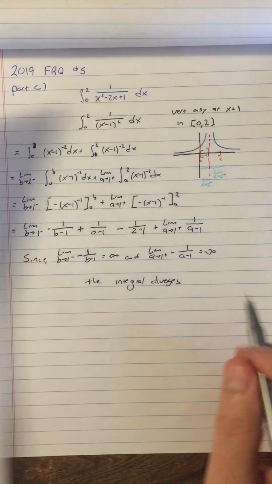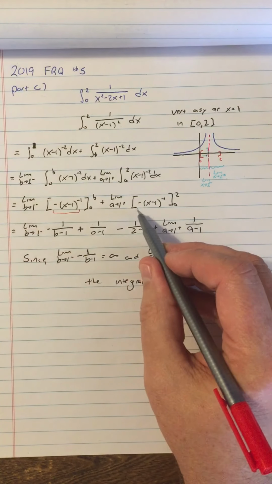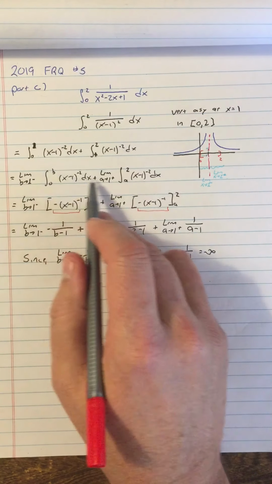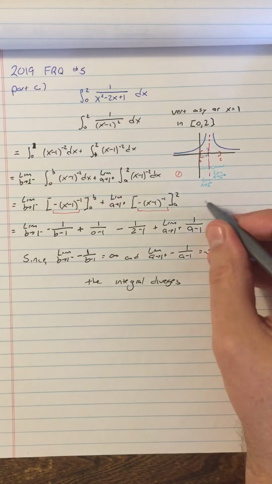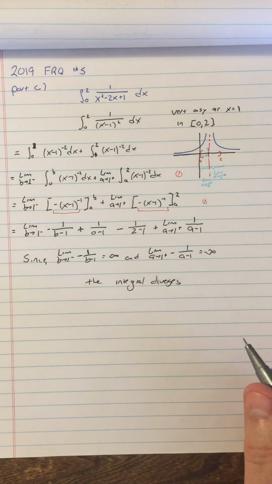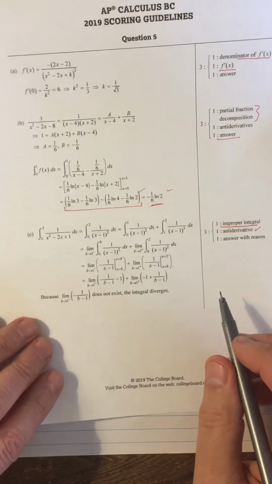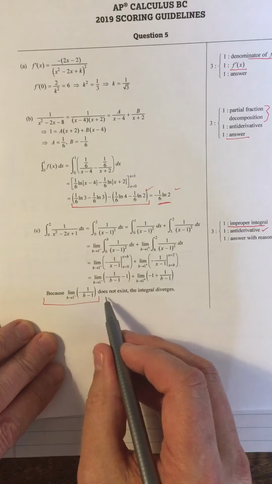So the antiderivatives are, I guess they just mean this. This is the antiderivative in here. Okay, so I get 1 point for recognizing that it's improper and splitting it up into a couple of limits. I get 1 point just for getting the antiderivative right, and then 1 point for the answer with reason. So the only reason that they give is that the first of their 2 limits does not exist.